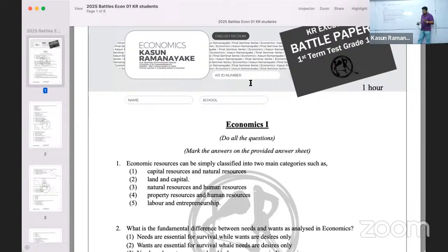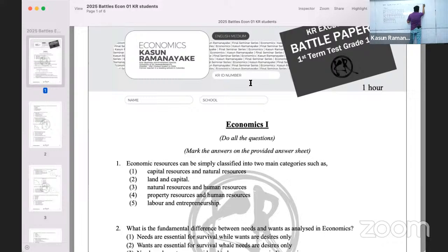Right. Okay, first question. Can you see the first question? Economic resources can be simply classified into mainly two categories. Right. Economic resources, anyway, we classify, I told you. We discussed last week also in the new batch. Here they're saying economic resources. Non-economic and economic resources are there.